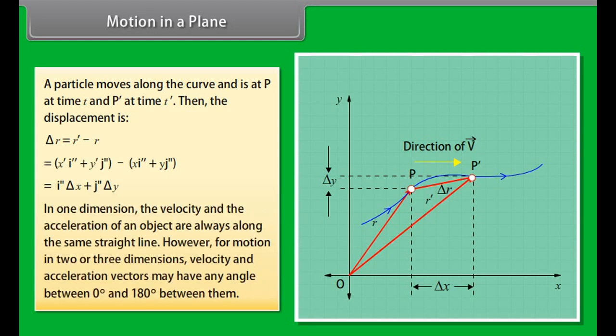In 1 dimension, the velocity and the acceleration of an object are always along the same straight line. However, for motion in 2 or 3 dimensions, velocity and acceleration vectors may have any angle between 0 degree and 180 degree between them. Motion in a plane with constant acceleration.